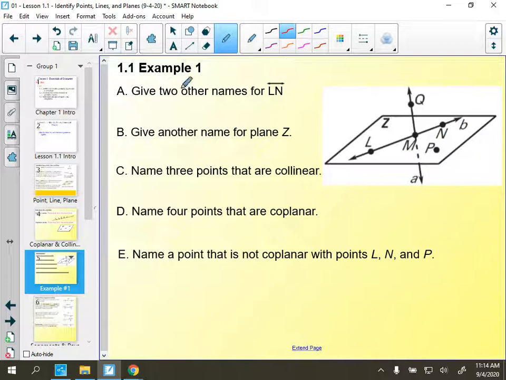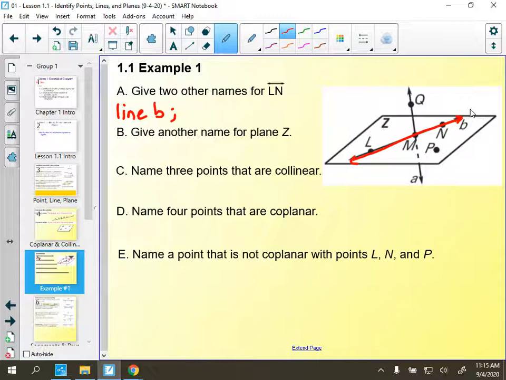The first direction: give 2 other names for line LN. So I see this just like we said, and it's not just some random symbol. It's an abbreviation for line LN. So line LN is referring to this line right here. I want different names than LN. The first one that I see, if I wanted to use a single name for it without a point, I could say this is line B and actually write out the word line B. Perfectly acceptable. That's a different name for that line.